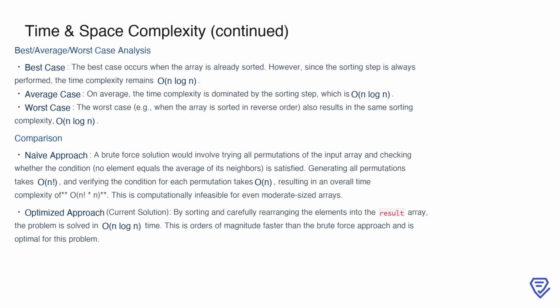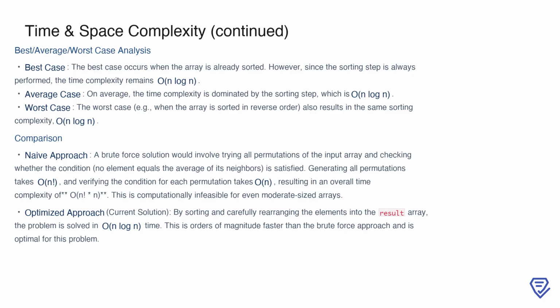To better understand the efficiency of the algorithm, we can analyze the best, average, and worst case scenarios. In the best case, the input array might already be sorted, but since the sorting step is always performed, the time complexity remains O(n log n). For the average case, the sorting step still dominates the complexity, making it O(n log n). Similarly, in the worst case, such as when the array is sorted in reverse order, the sorting step still determines the overall complexity, which is O(n log n). This consistency in time complexity across all cases highlights the efficiency of this approach.